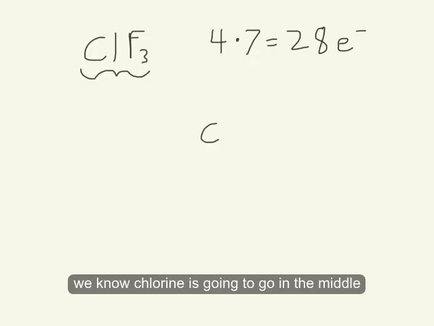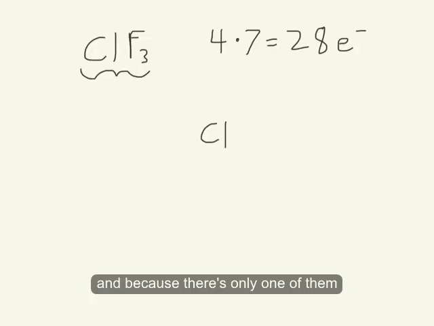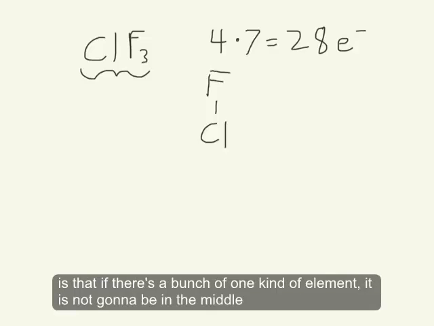And we know chlorine is going to go in the middle because it's in a lower period in the periodic table, and because there's only one of them. That's just the way it usually works out: if there's a bunch of one kind of element, it's not going to be in the middle.